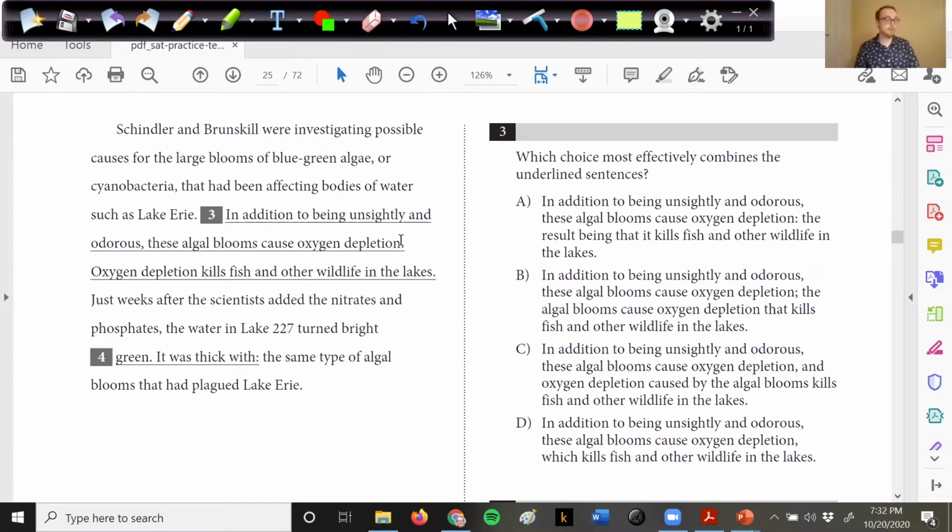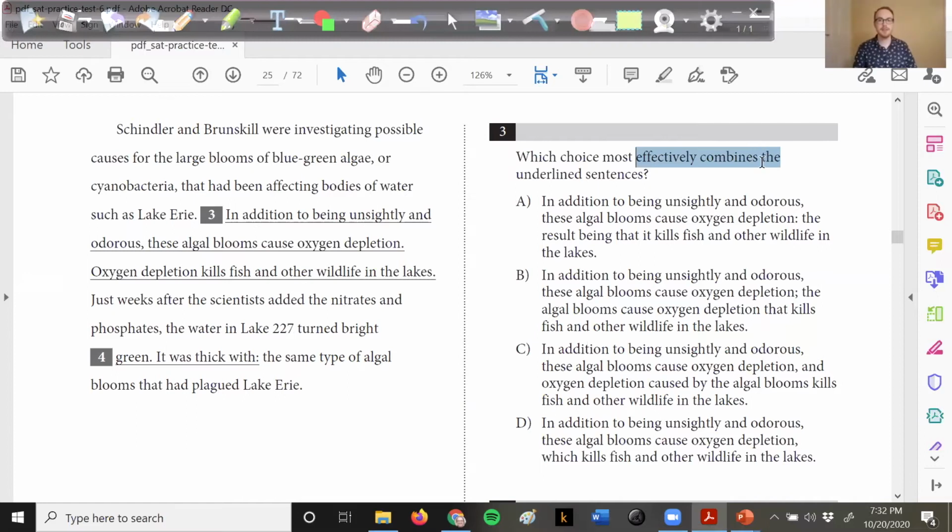So those are two completely grammatically correct sentences. I don't see anything wrong with that would get you points taken off in an essay. But as we look at the question itself, it says which choice most effectively combines the underlined sentence. So what we're being asked about here is how to make writing more efficient.